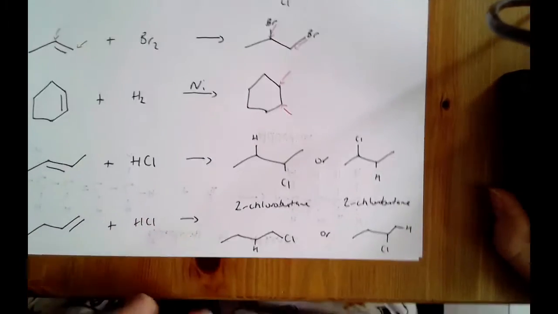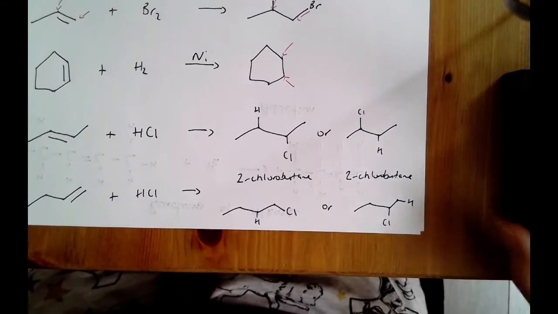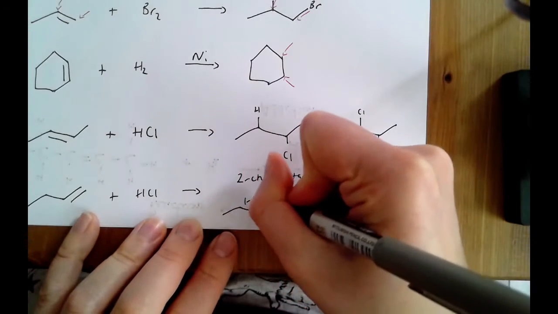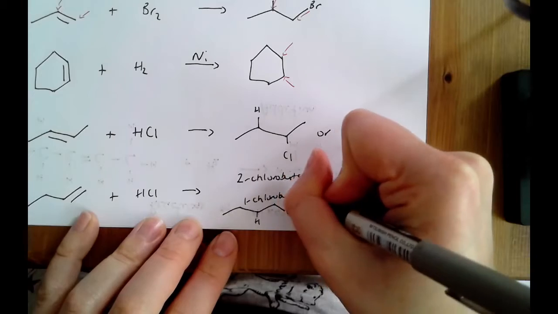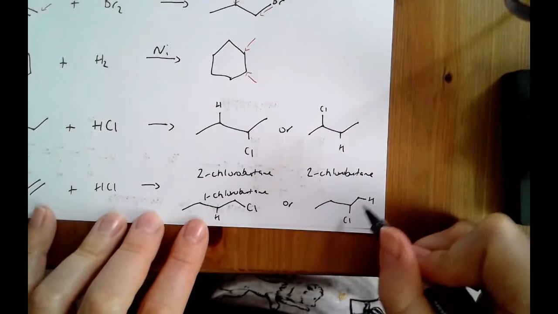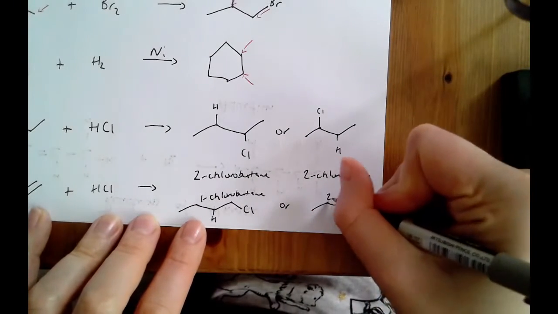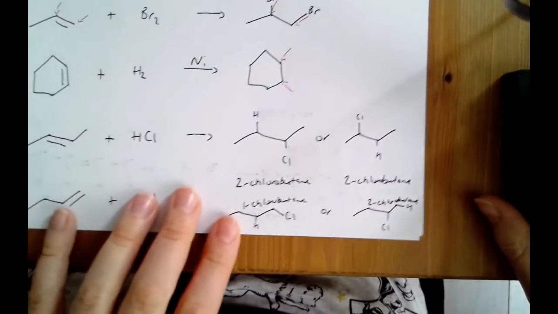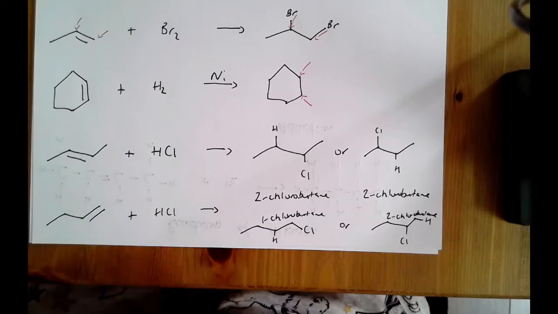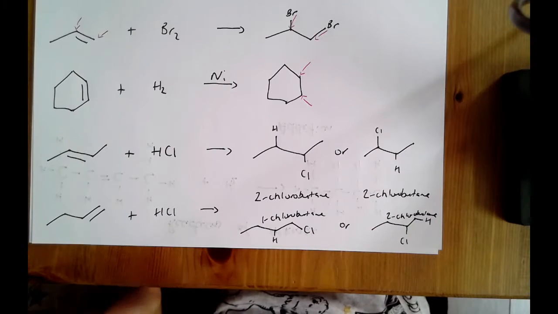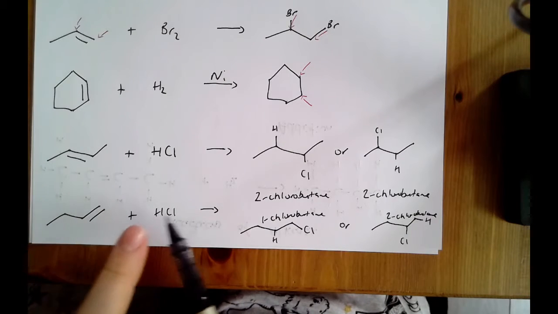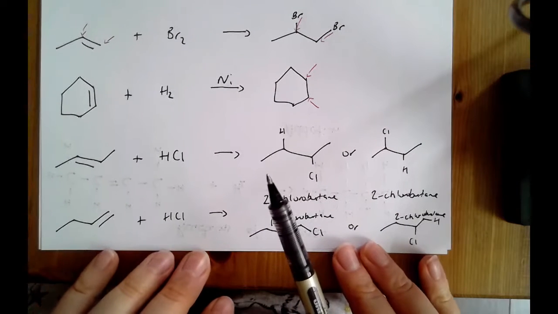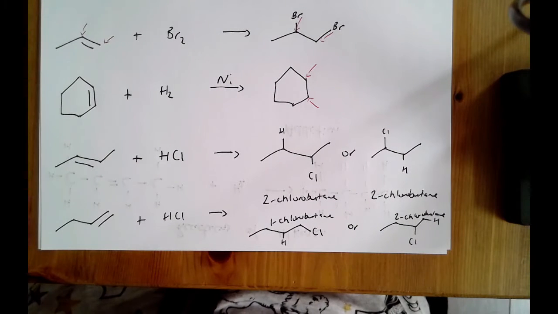So if I look, it's when I name it that I can see if I've got the same product or not. So here I've got 1, 2, 3, 4. I've got 1-chlorobutane. And then over here, I've got 1, 2, 3, 4. I've got 2-chlorobutane. So in this case, it does matter. I am getting different products depending on which way around I add my chlorine and add my hydrogen. And in general, this is always going to be the case if you've got an unsymmetrical alkene.